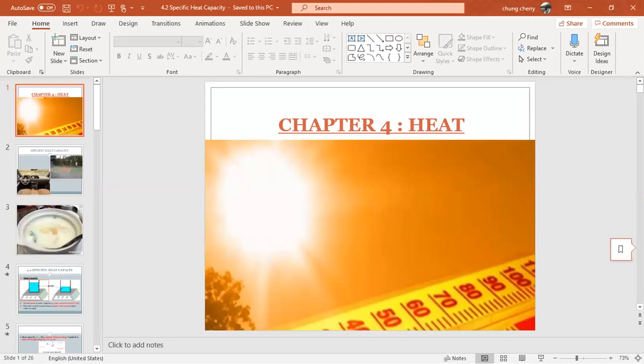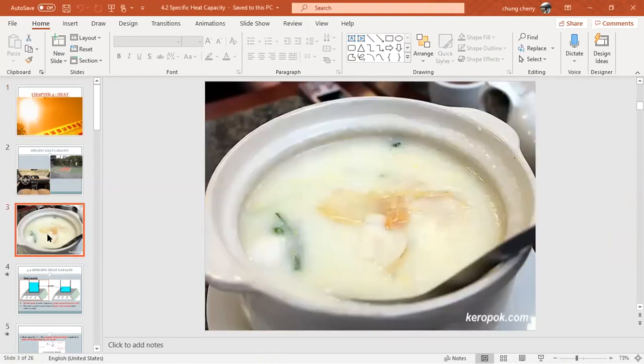Okay, and everyone can see the screen already? Okay, good. So for today, we will talk about specific heat capacity. Specific heat capacity happens in our daily life quite often. For example, you see this is a bowl of porridge, a bowl of porridge.